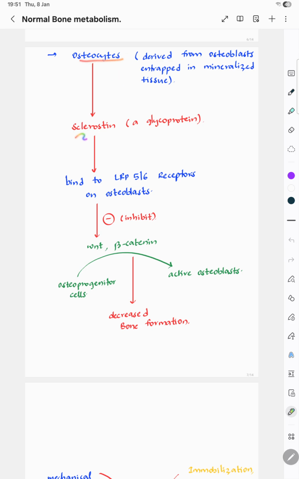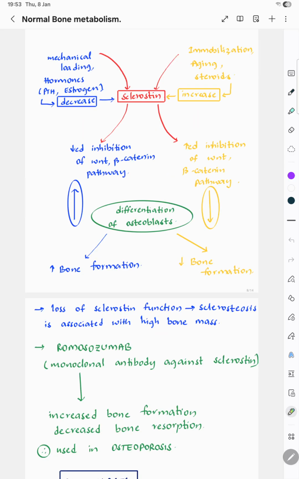Osteocytes release sclerostin, which is a glycoprotein, and sclerostin binds to LRP5/6 receptors on osteoblasts and inhibits the conversion of osteoprogenitor cells into active osteoblasts by blocking the WNT beta-catenin pathway, which leads to decreased bone formation finally. Now, conditions like mechanical loading and hormones like PTH and estrogen decrease the sclerostin.